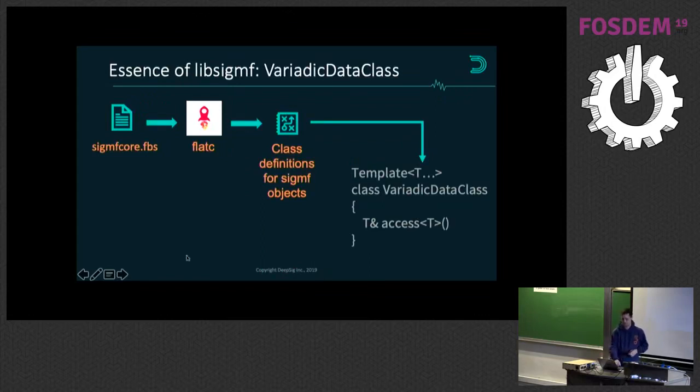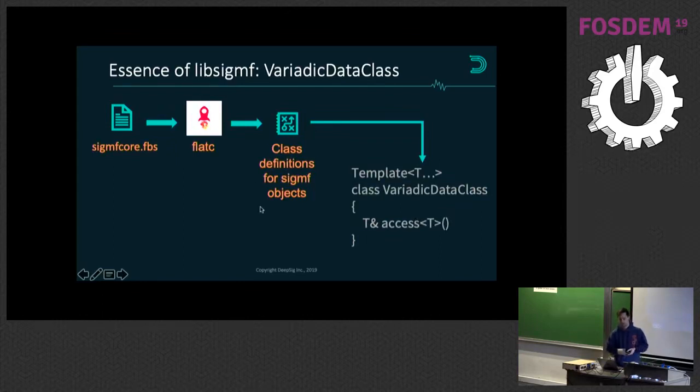So here's kind of how it works. There's this one class, the variadic data class. That is where most of the work is done. So you describe this flatbuffer schema, the sigmf core.flatbuffer file. If you have flatc already compiled, then it's literally just headers. If not, then you can include this as a submodule in Git, and we'll just build flatbuffers for you. And then you get these class definitions for sigmf objects.